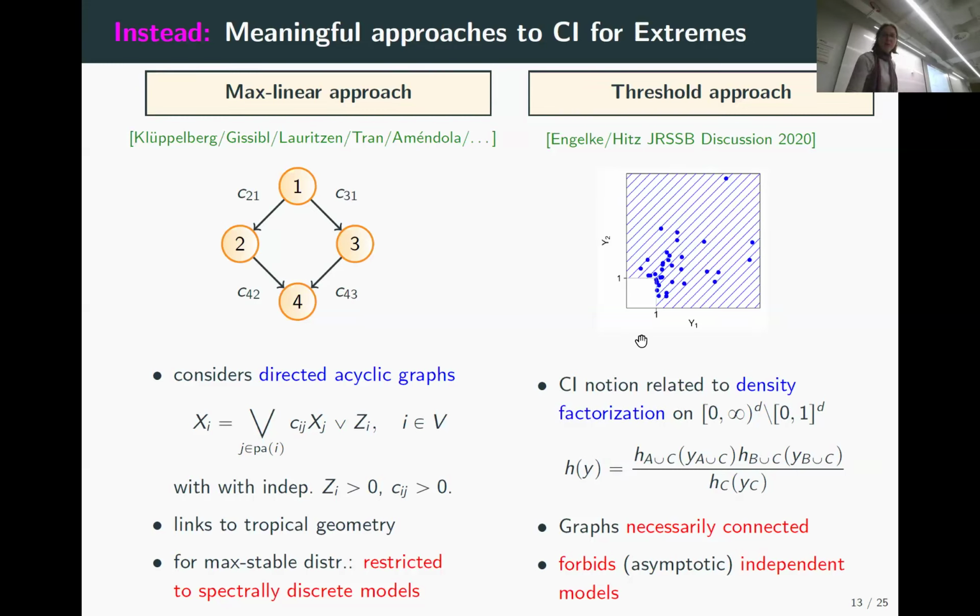And the threshold approach on the other side had the problem that you can't have independent components. The graphs always need to be connected. This was imposed by the density decomposition, or even by the fact that you have to have a density and you do not allow mass on these sides here. So there are these two approaches.